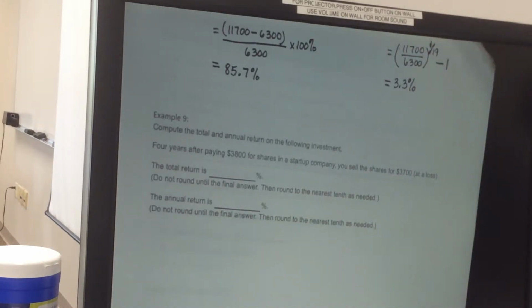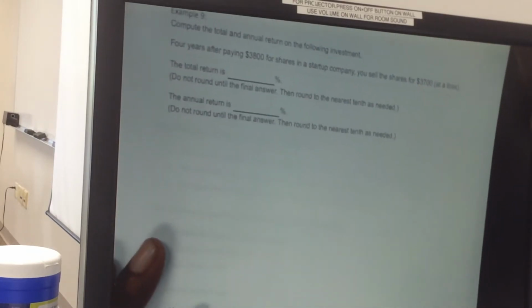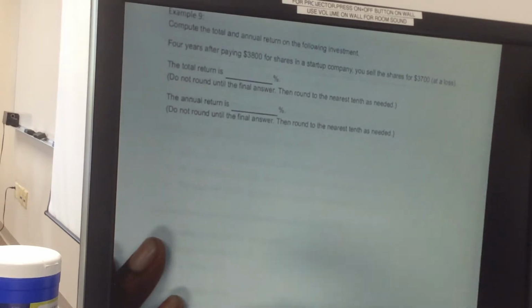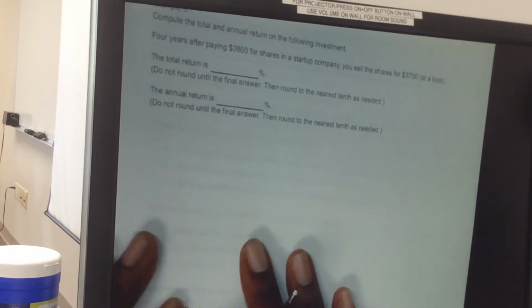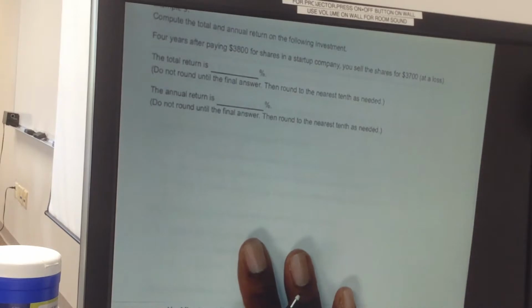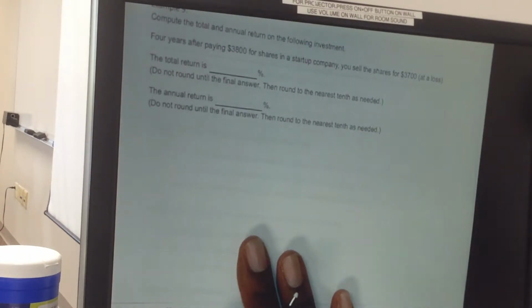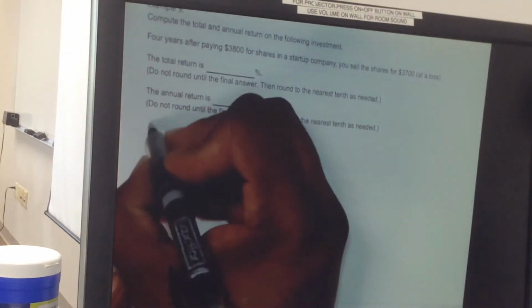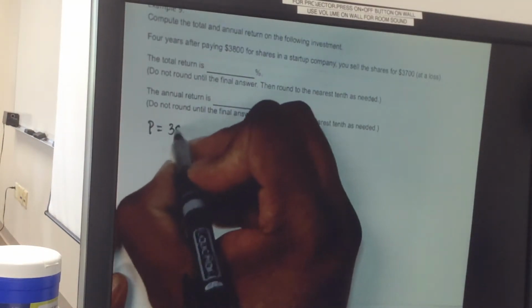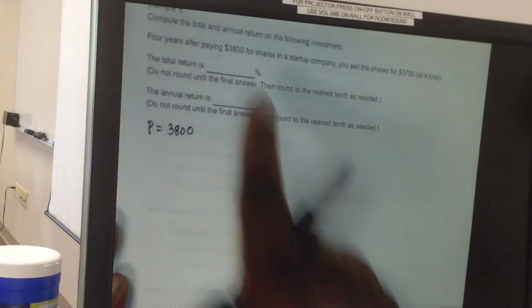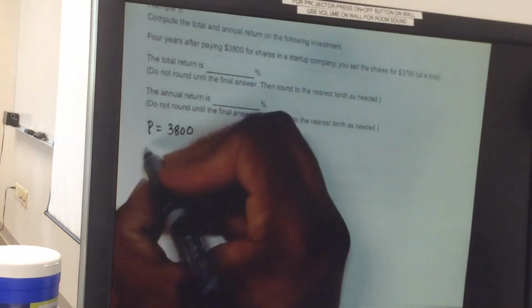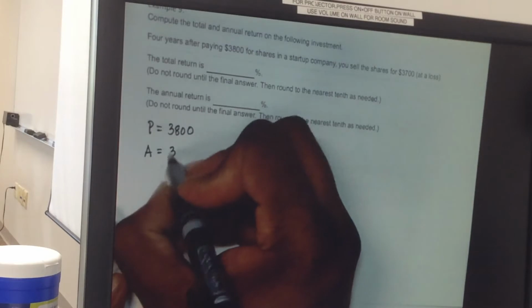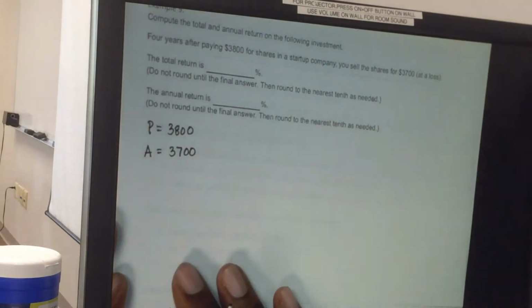In this case here, for 4 years, after paying $3,800 for shares in a startup company, you sell those shares for $3,700. So here we're going to be taking a loss. And we want the total return and the annual return on this. Okay, so here that P is $3,800. The accumulated amount that we came up with was a loss, $3,700.